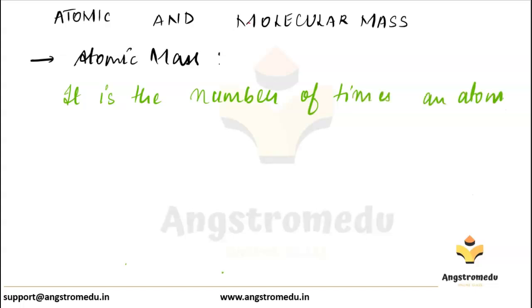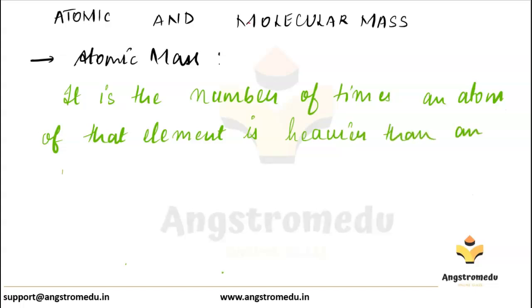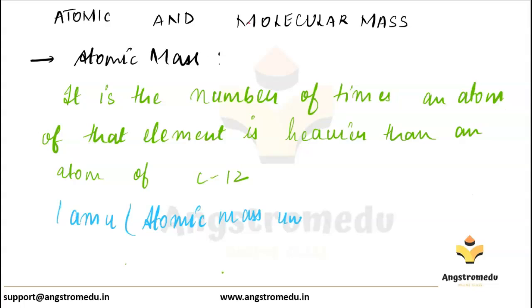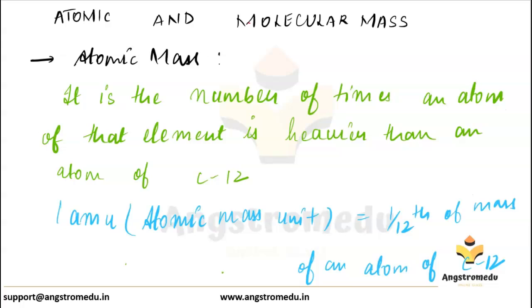Atomic mass of an element is the number of times an atom of that element is heavier than an atom of carbon 12. Now, one atomic mass unit, 1 AMU, is equal to 1/12 of the mass of an atom of carbon 12 isotope.